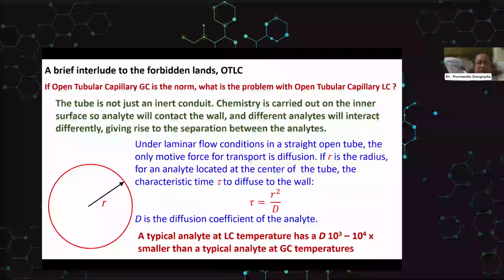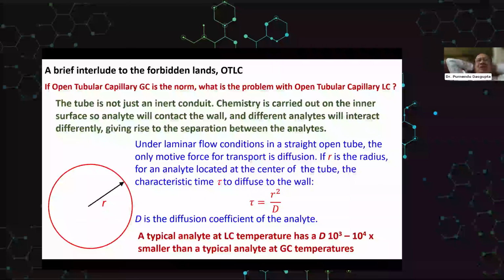So I'm going to briefly interlude into the so-called forbidden land, open tubular liquid chromatography. Why forbidden land? Because people have been trying to do this. It still has and shows wonderful results, but it's still not commercial. But every detector that you can use in open tubular liquid chromatography, you can use in any other kind of liquid chromatography. So if you can do this in OTLC, you can do this in others. But there are some things that are not quite true. Some things you can do in OTLC, you can't do in others. I will see that too.